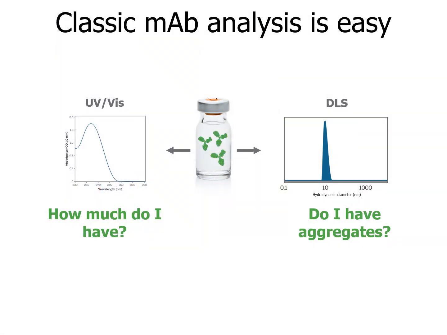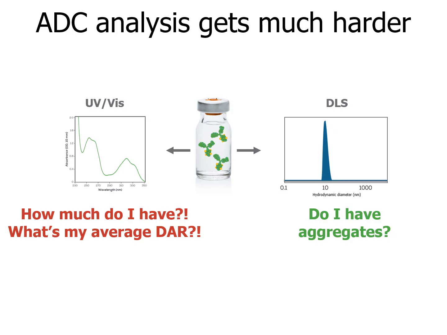To extend that analogy a little bit, classic antibody analysis is relatively straightforward when we're talking about quantification and sizing. But ADC analysis gets much harder. Thankfully, DLS for sizing is the same, but UV-Vis analysis, answering questions about how much do I have and what's my average drug to antibody ratio, can be a great challenge, especially when you're working with a novel molecule that you don't have a robust characterization package for yet.